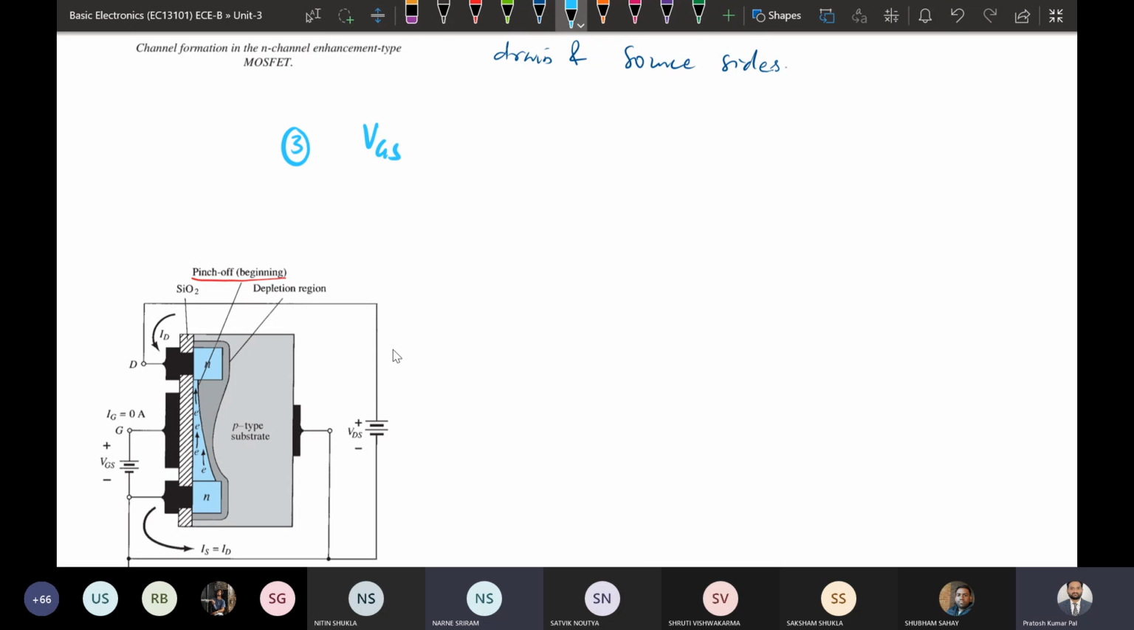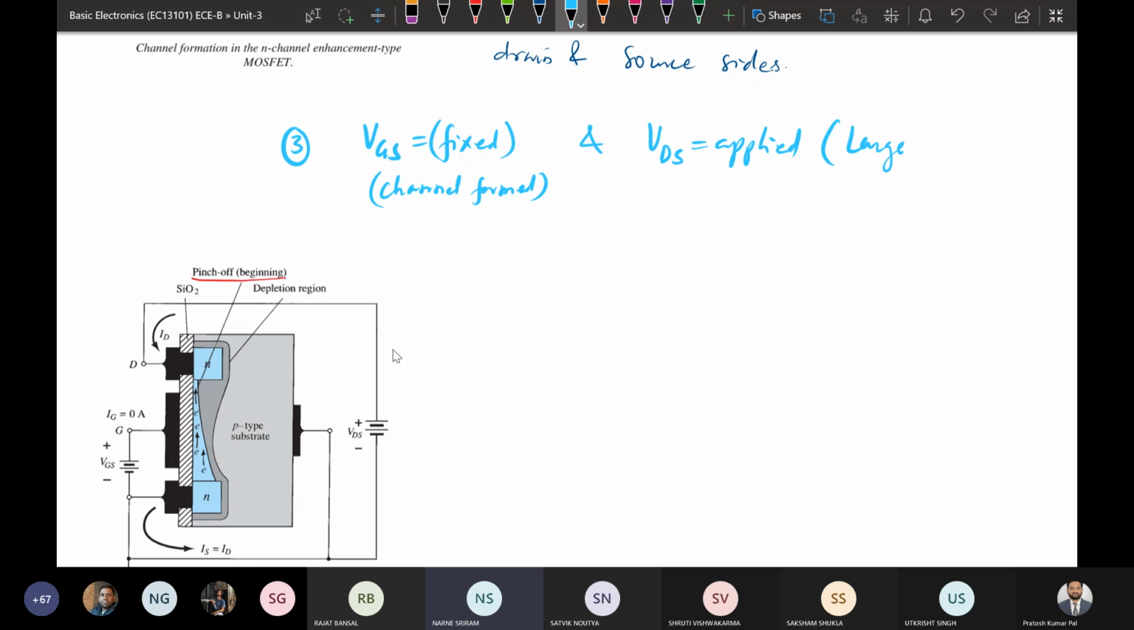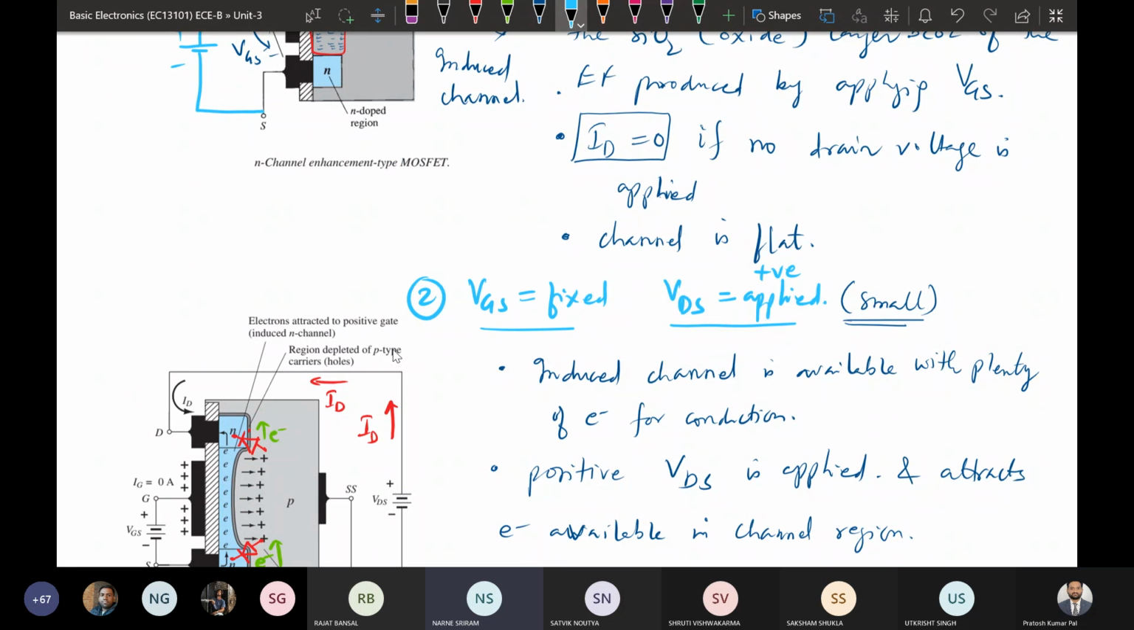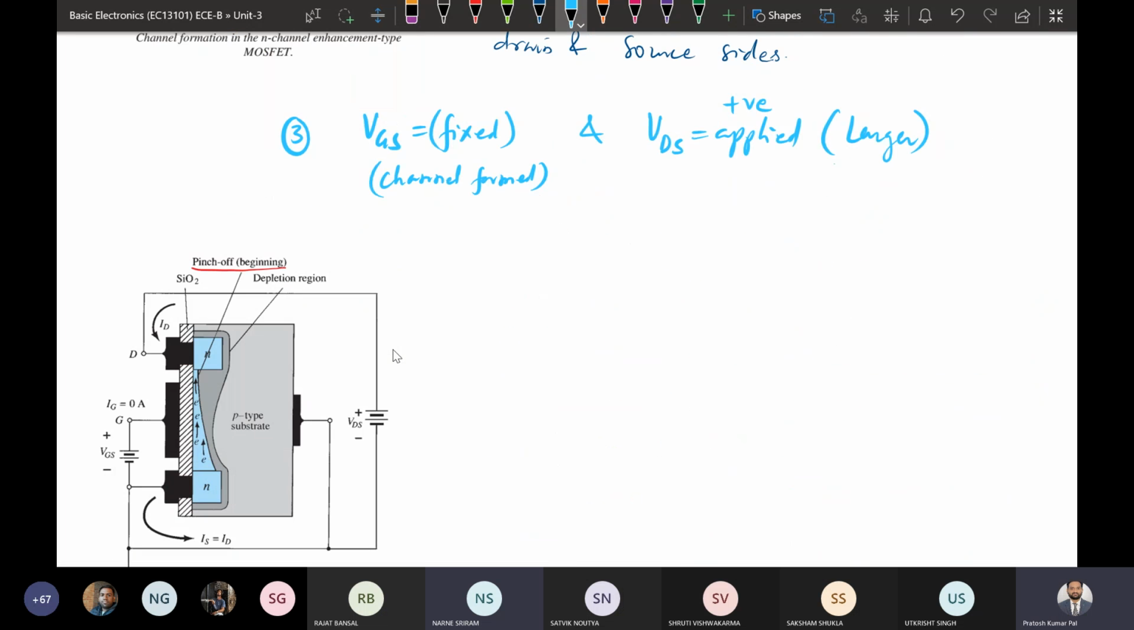Okay, so now we will see the third case. If we apply VGS that is fixed, and this fixed value is sufficient to make the channel formed. So this VGS is fixed and sufficient to form the channel. And now we are going to apply the VDS, and this is a larger value. Here also the VDS that we are applying is a positive voltage, but it is small. Here we are going to apply a positive voltage, but it is a large value.